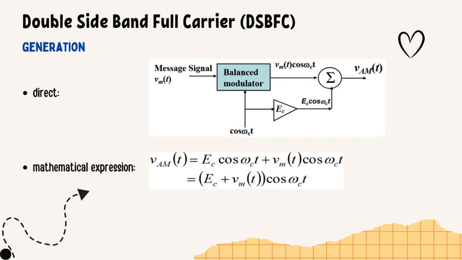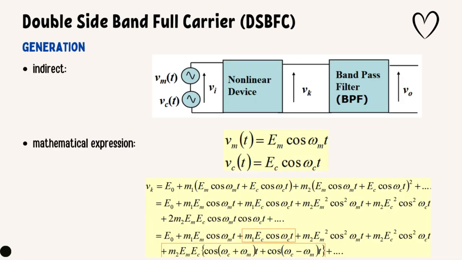Generation of the DSB-FC. In the direct method, the carrier and the message signal are directly combined to produce a modulated signal. Here is the mathematical expression. This approach is simple but less efficient for higher frequency carriers. The indirect method involves a two-step process, carrier separation and carrier insertion. Number one, the message modulates the carrier without the carrier being transmitted, and then the suppressed carrier is reintroduced at the transmission stage. This method is more efficient for high-frequency signals.